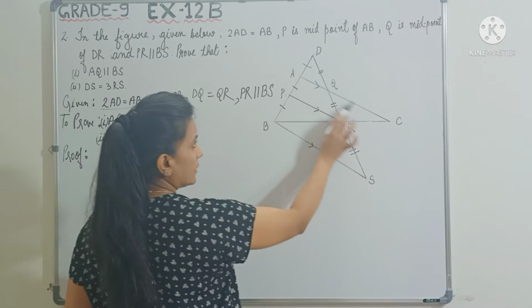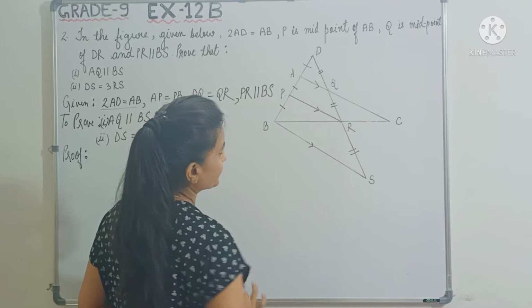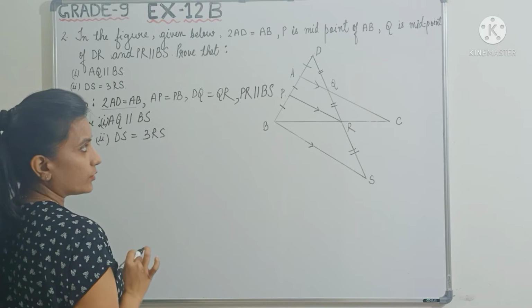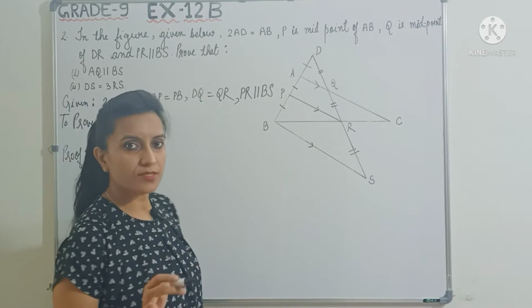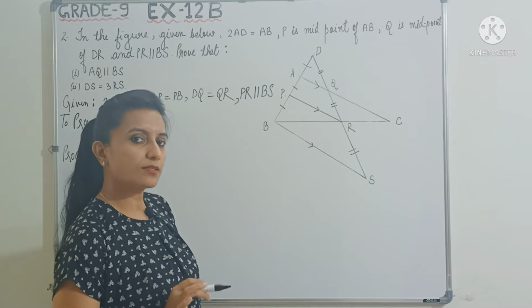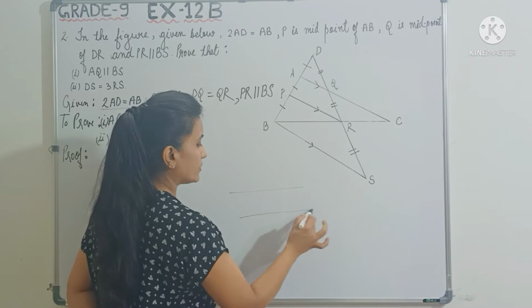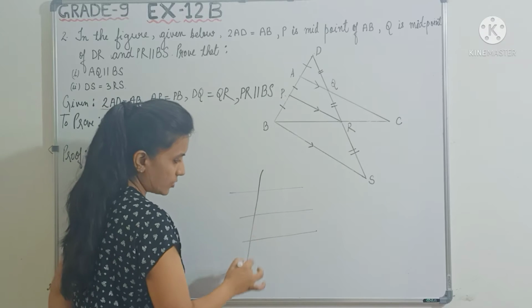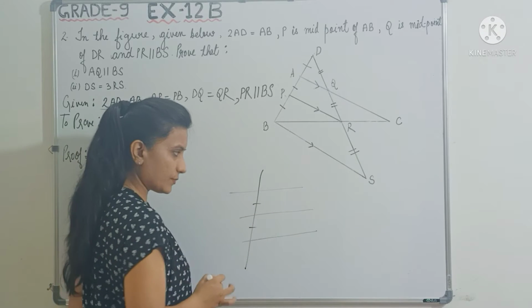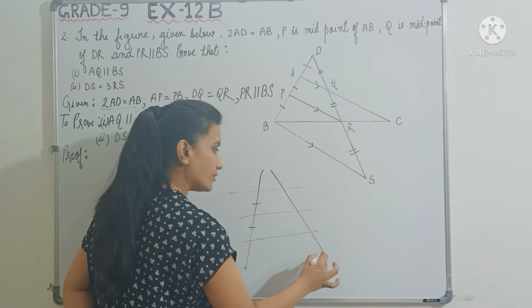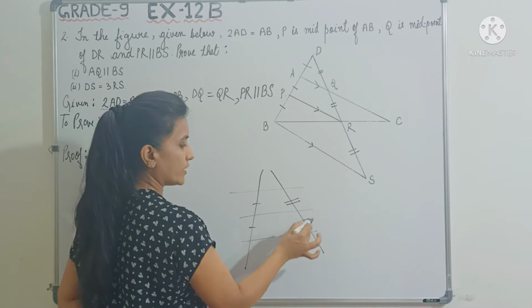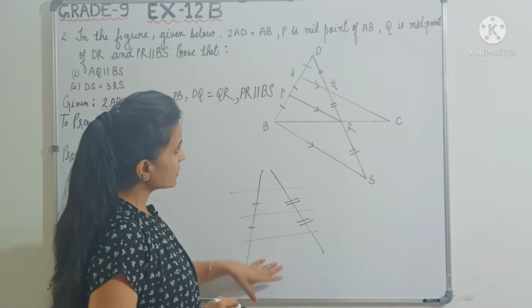Now you have three parallel lines, right? So what can you conclude from the equal intercept theorem? What does the equal intercept theorem say? That if you have three parallel lines and if one transversal makes equal intercepts, then even the other transversal will also make equal intercepts, right? So can we apply this theorem here?